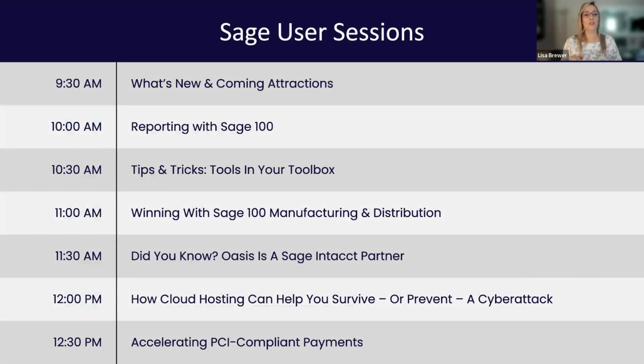So we are down to the Tips and Tricks, Tools in Your Toolbox session, which is what we're doing in this session. Following that session, we have Winning with Sage 100 Manufacturing and Distribution. Then at 11:30, Did you know that Oasis is a Sage Intacct partner? Then we're going to follow that up at 12 with how cloud hosting can help you survive or prevent a cyber attack. And then we're going to end the sessions at 12:30 with Accelerating PCI Compliant Payments.